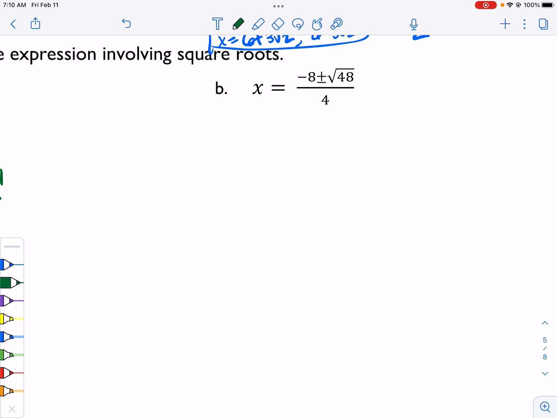If we look at this next one, try this one on your own, see what you can get, and we'll come back together and take a look at it. So pause the video, try it, see what you get.